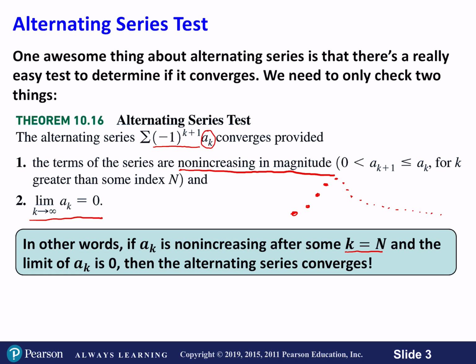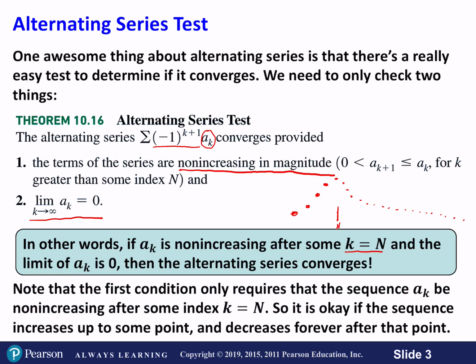Right? It looks something like this. So it can grow for a while, but then after some capital N, it has to decrease forever. That's essentially what we're saying there. So we only really care about the long-term behavior of a_k. We don't really care about what happens in the short term. It can increase in the short term. All right, so that's essentially what I've written down here. It's okay if it increases up to some point and decreases forever after that point.